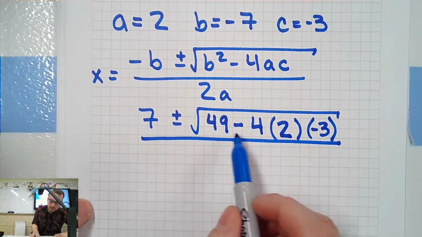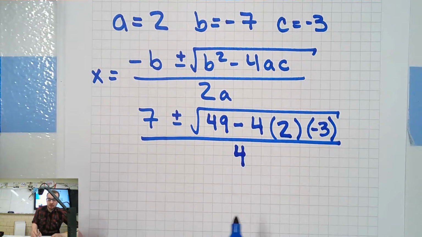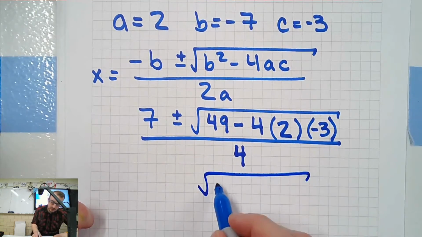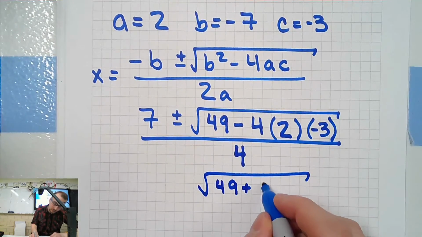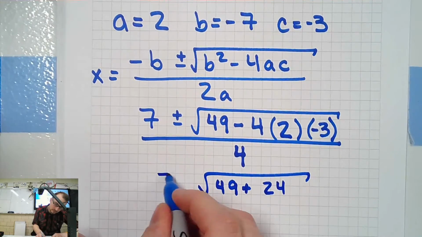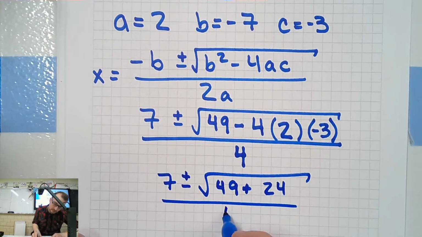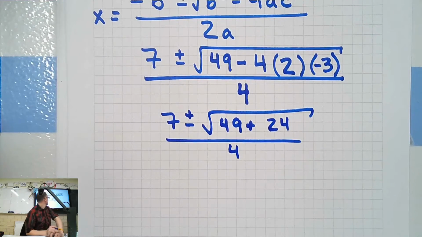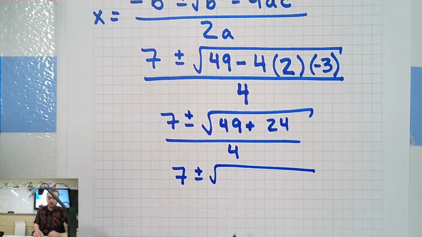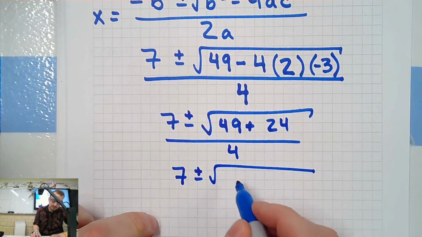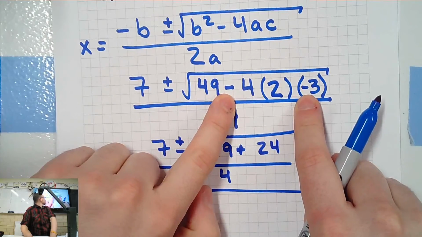All right, so now let's simplify. What's 49 minus 4 times 2 times negative 3? Well, it's going to be a positive, right? 4 times 2 and 3. We have 6 times 4 is 24. Seven plus or minus the root. What's 49 plus 24? 74. Nope, it's positive. Double negative.